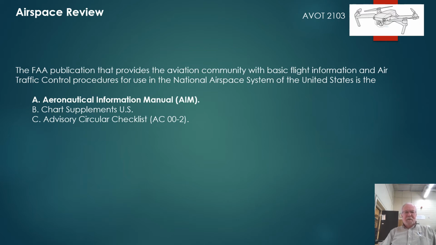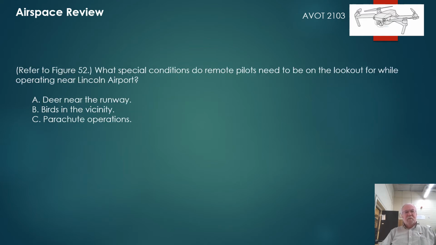It might be A or B, maybe, but Chart Supplement, we know that's just about airports. There's another question. Refer to figure 52. By the way, you should all have a copy of the testing supplement at home, so you can refer to this. Go to 52. What special conditions do remote pilots need to be on the lookout while operating near Lincoln Airport? And figure 52 has a picture of a chart supplement US, and it specifically mentions birds in the vicinity, except it's abbreviated, so VCT is vicinity, birds in vicinity, right?